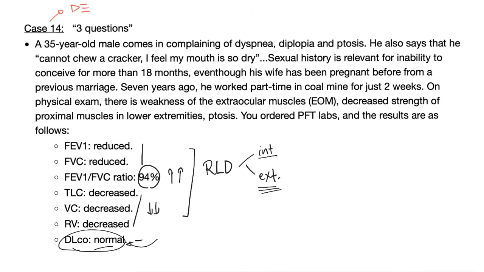Now let's digest that. You have dyspnea, diplopia, ptosis. Seems to me like a nerve problem. He also is failing to conceive, and his wife is normal, so it's a problem in fertility. Problems with extraocular muscles, decreased strength of muscles, ptosis, and extrinsic restrictive lung disease. And also there is dry mouth. Do you know what this is? This is Lambert-Eaton myasthenic syndrome.